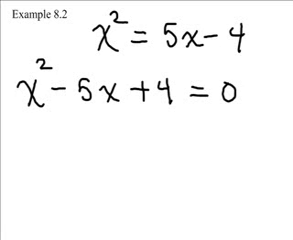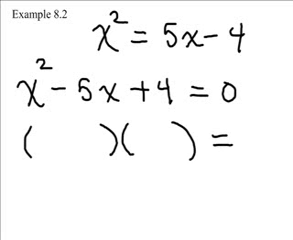And what I have here now is a trinomial that needs to be factored. So we're going to factor this trinomial into the product of two binomials. Hopefully you remember doing this in a previous algebra class. And we're going to put x's in the first terms of our binomials. And we're now going to look for two numbers that multiply to positive 4 and add to negative 5.